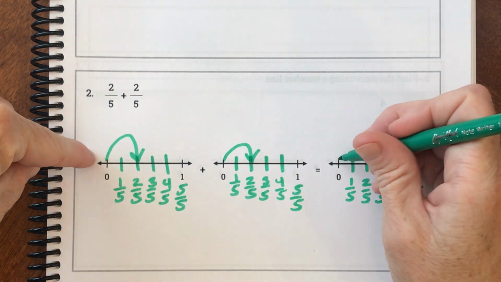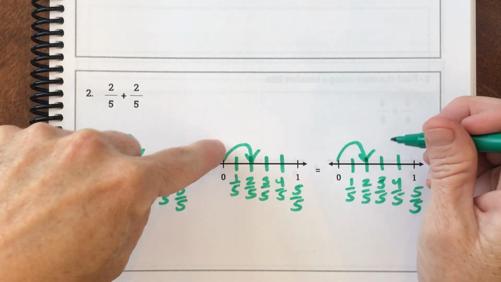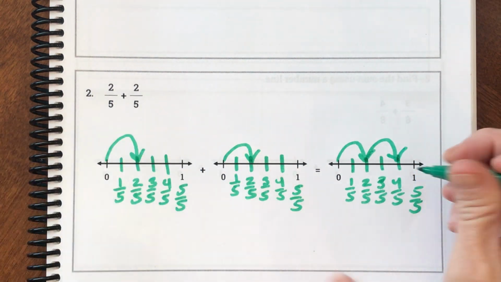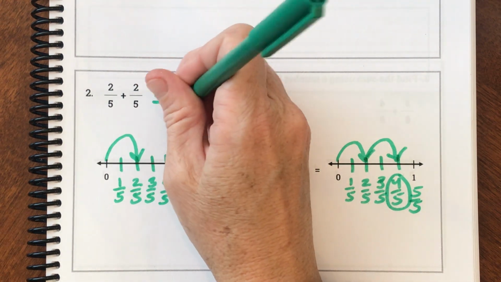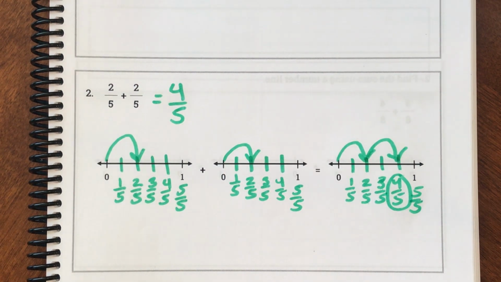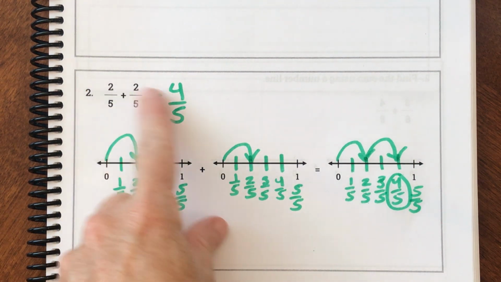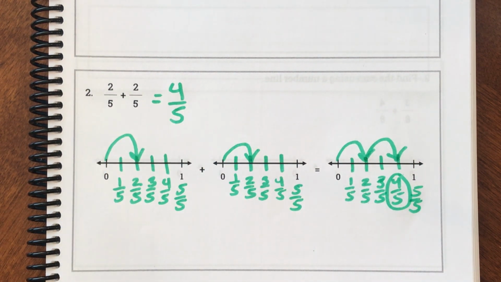Okay, so if I have a jump of 2 plus another jump of 2, where do we end up? We end up at 4/5. Okay, so that's what that's showing us, is they want us really just to understand that we're adding our numerators and not our denominators.